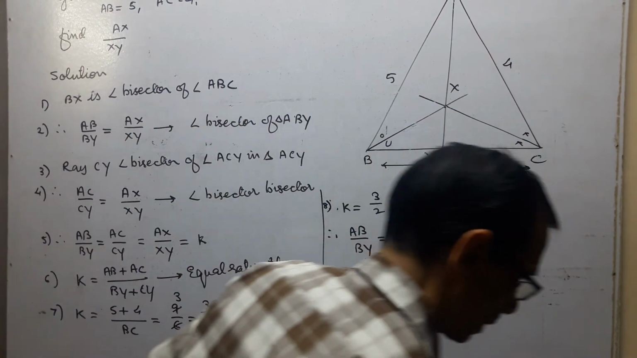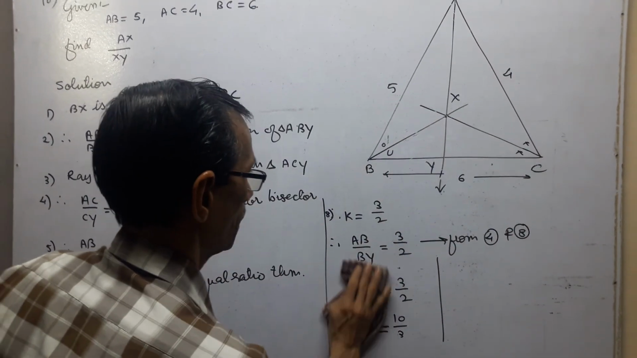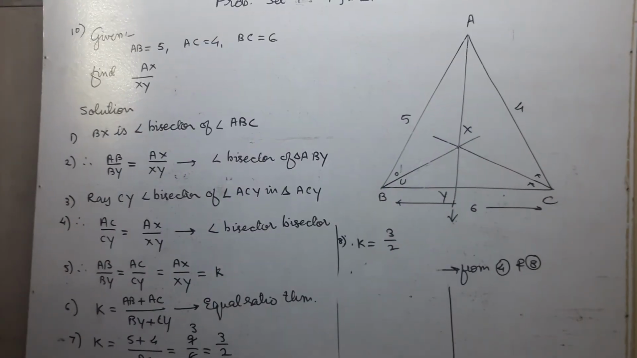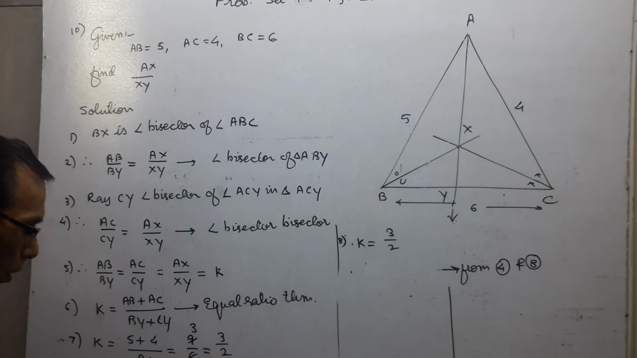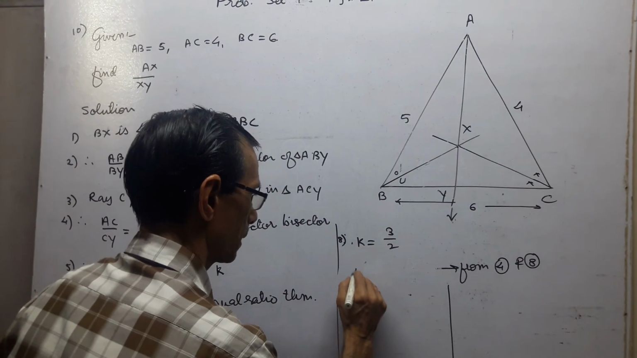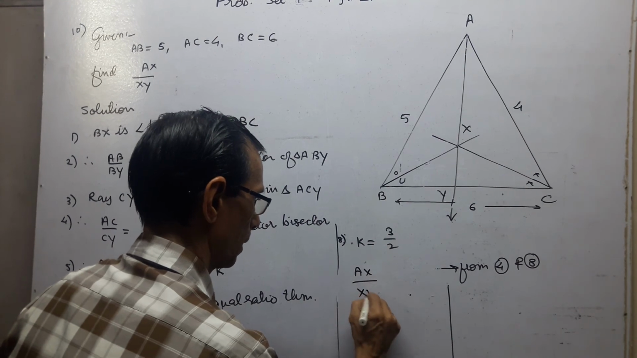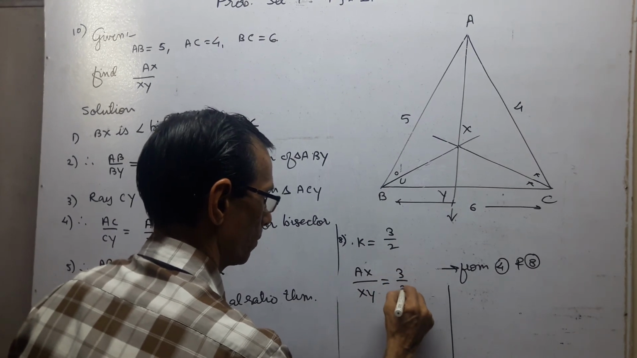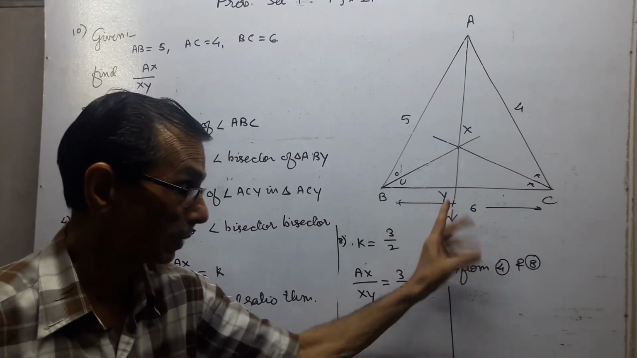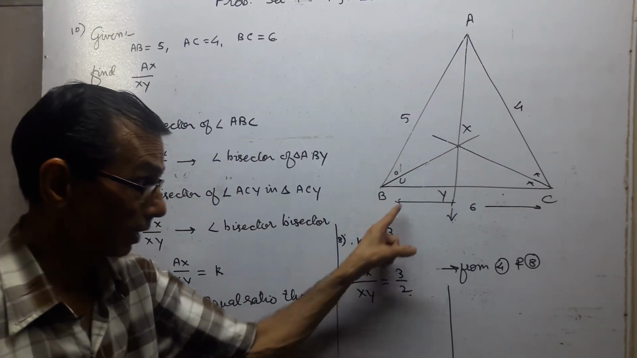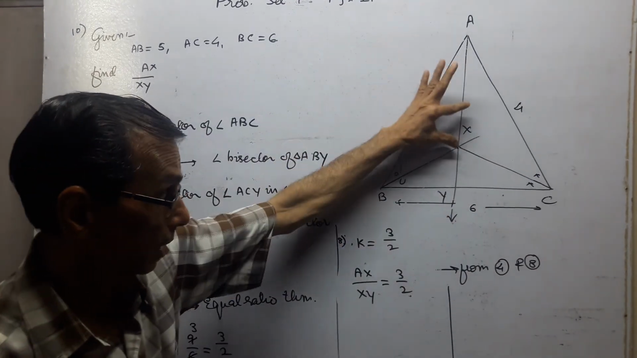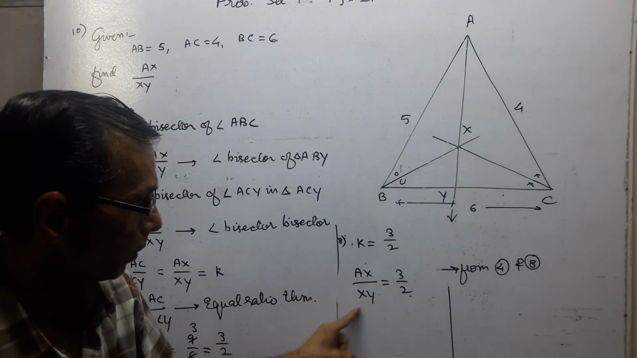Oh, sorry, we have to find the other one. AX upon XY is equal to K, and K is equal to 3 upon 2, and therefore from the fifth and eighth statements we get AX upon XY is equal to 3 upon 2. Also we can find BY and CY, but they are not asked. If it asks, then we can find BY and CY separately. But since we are asked AX upon XY, AX upon XY is 3 upon 2.